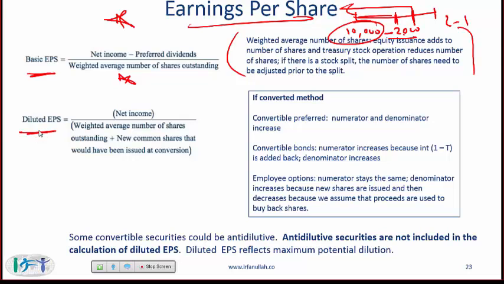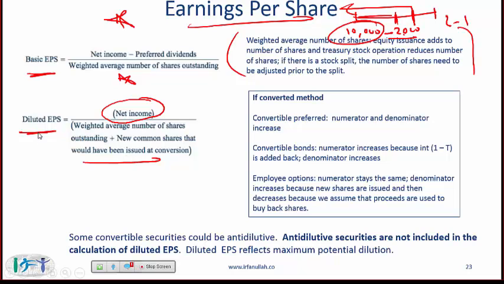The next is diluted EPS, which is net income, and this is in brackets because what we are doing is saying that we look at the net income assuming that securities that can be converted into common shares are indeed converted to common shares. If that happens, then the net income is denoted by this numerator. And we divide by the weighted average number of shares outstanding plus new shares that would have been issued at conversion.